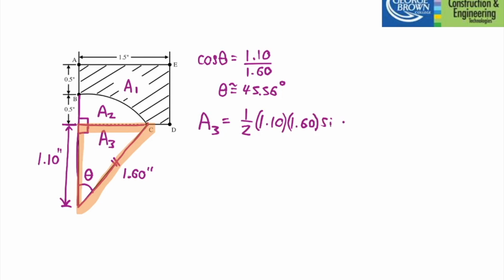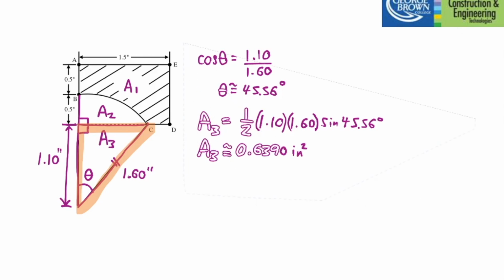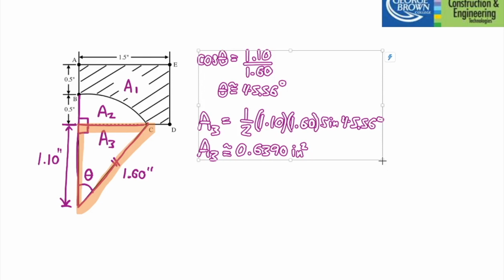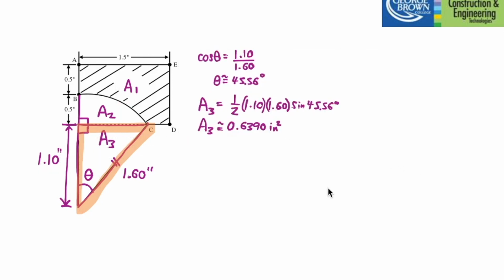So that's going to be sine of 45.56 degrees. If you do that, you're going to get an area 3 of approximately 0.6390 square inches. Okay, for the sake of space, I need to squeeze some of my calculations here. So let's just do that. Hopefully you can still read that. Okay, so that's area 3.